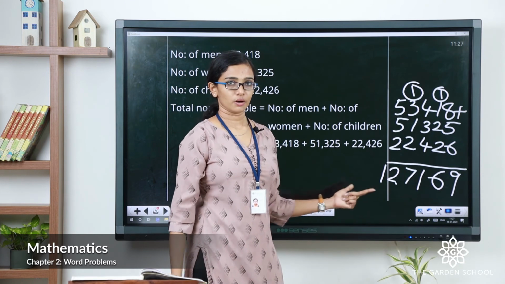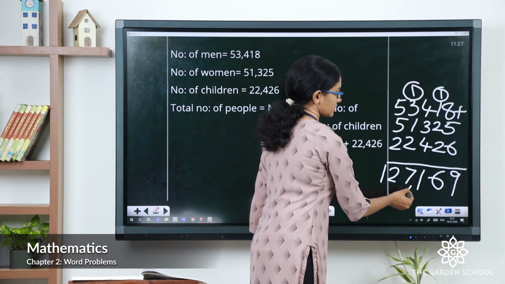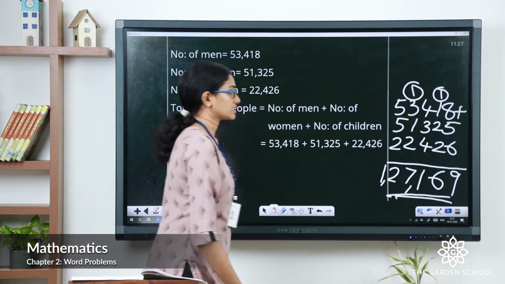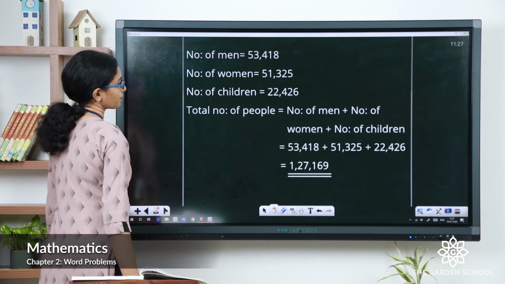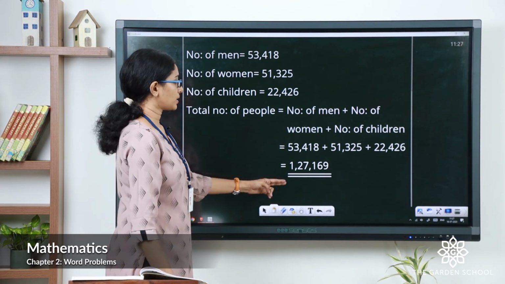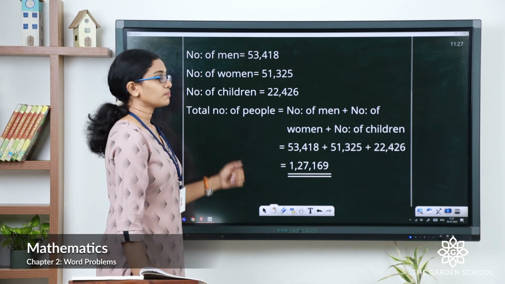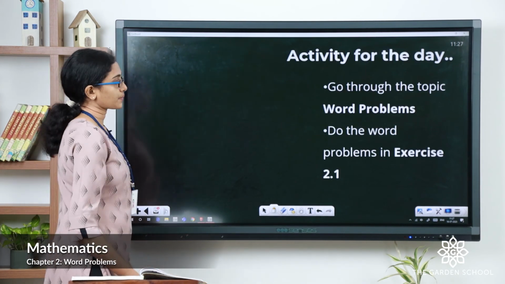Now let's insert commas in between to separate the periods. Ones, tens, hundreds, thousands, 10,000s. So this is the final answer. You can write the final answer where you write the steps. So that is equal to how many people? 1,27,169 people is the population of the city. That is the total number of people living in the city.